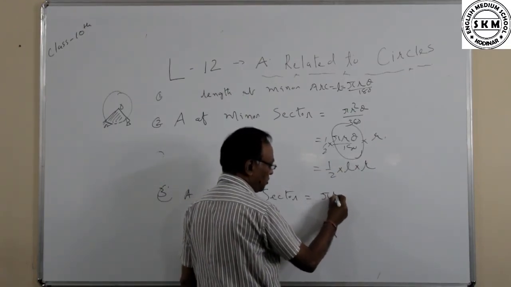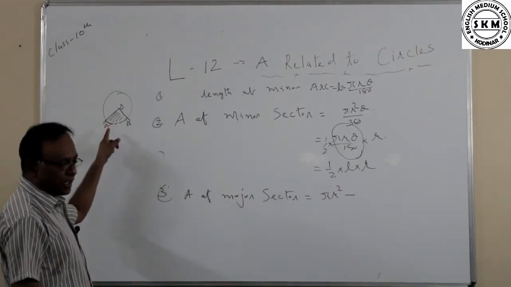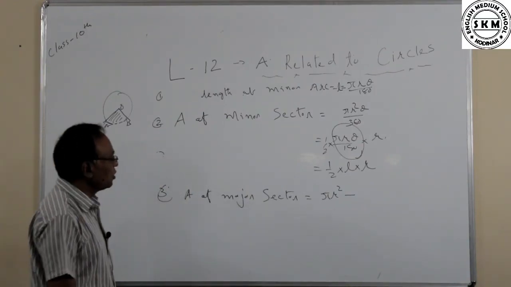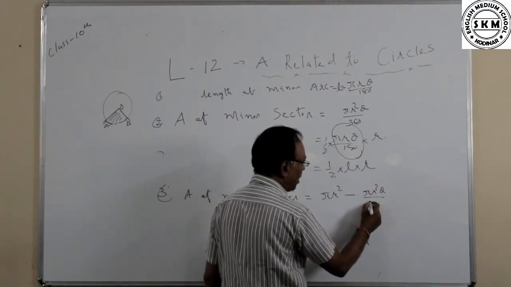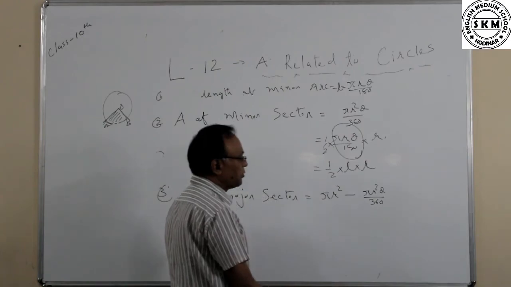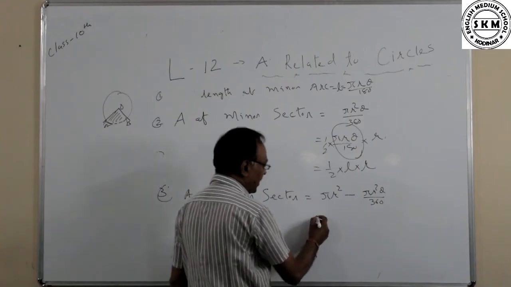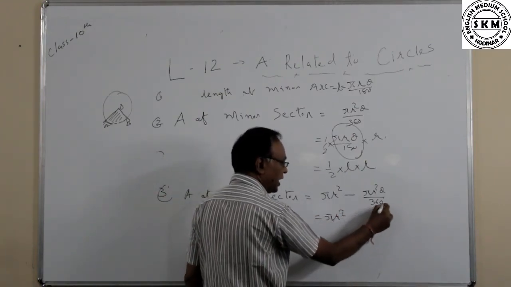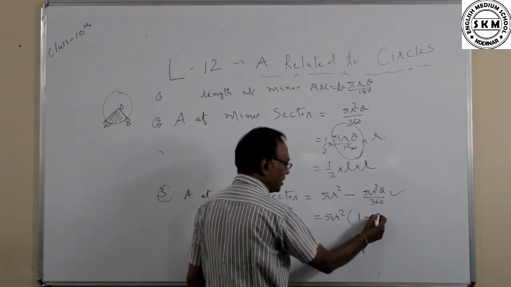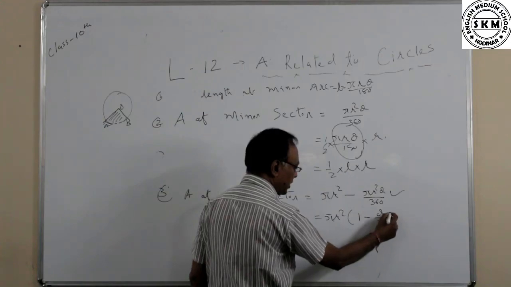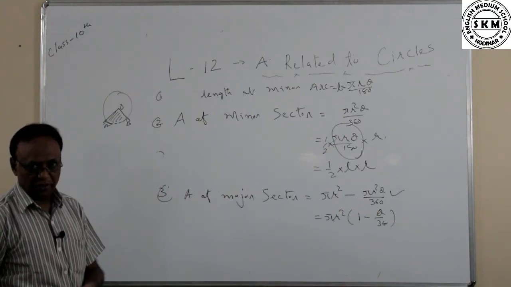What is the area of the circle? Pi r square minus the area of the minor sector. So what is the formula of the area of the minor sector? Pi r square theta upon 360. So take pi r square common. You can apply this formula, or the second one: pi r square into the remaining one minus theta upon 360. It is your second formula.